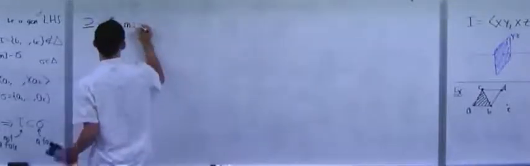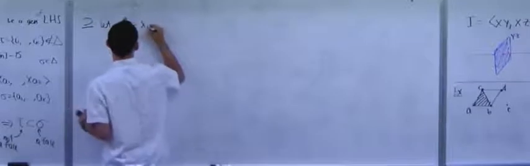Now for the other containment, again, what I'm going to do is I'm going to take a monomial that lives in the right-hand side. Let's call it like this.